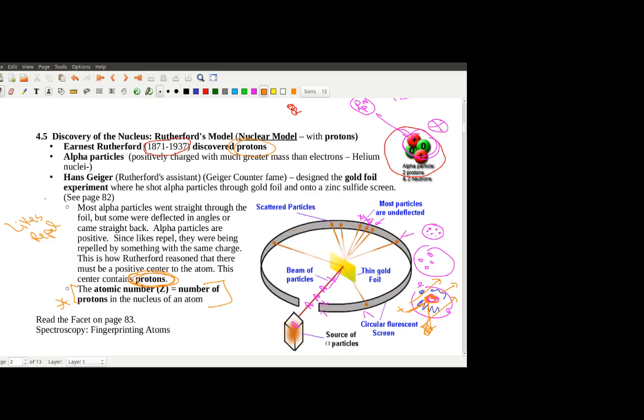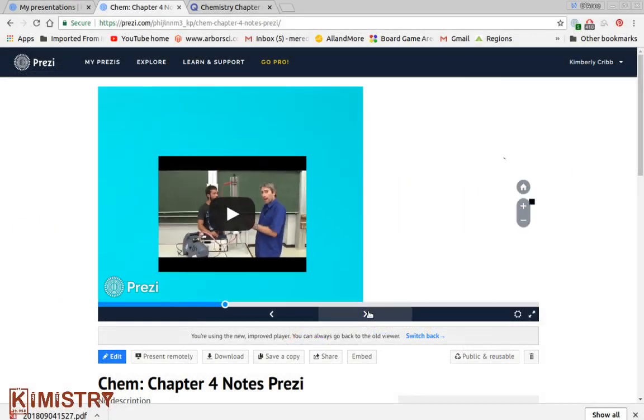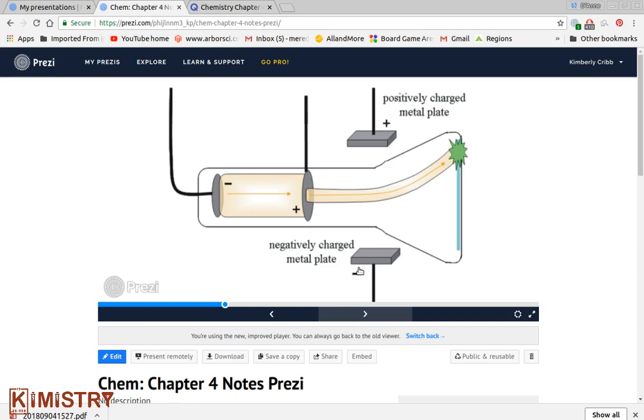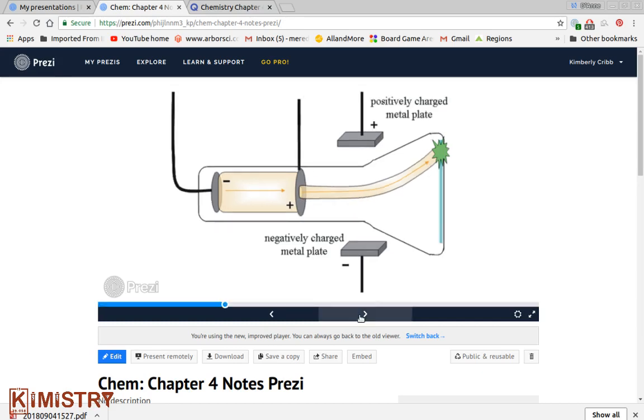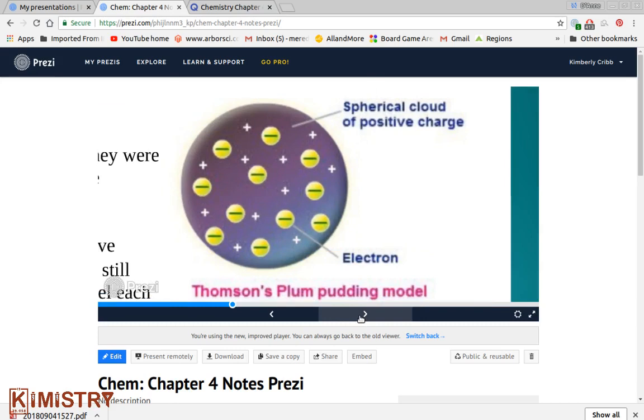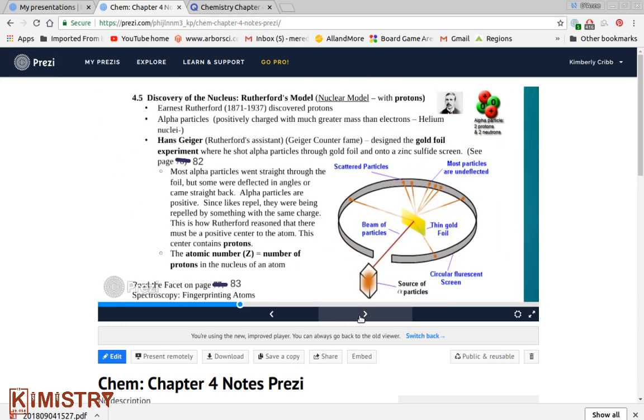Okay, I'm going to go back now to the Prezi and watch a very short video about that. So here's that cathode ray. By the way, there's a positive and a negative plate. You send those negative things out and they shot towards the positive, so we knew that they had to be negative. So that's where we changed Thomson's plum pudding model.